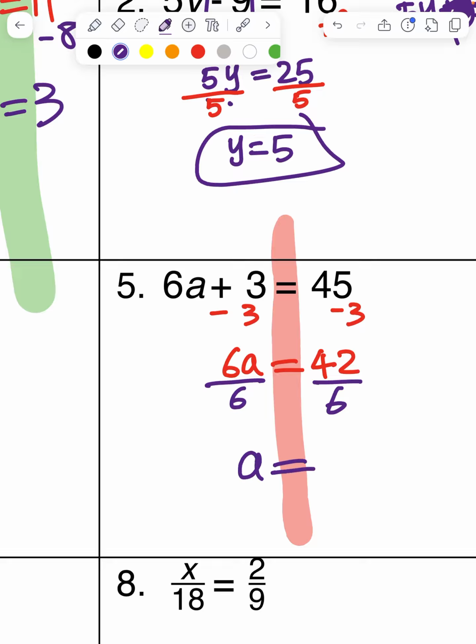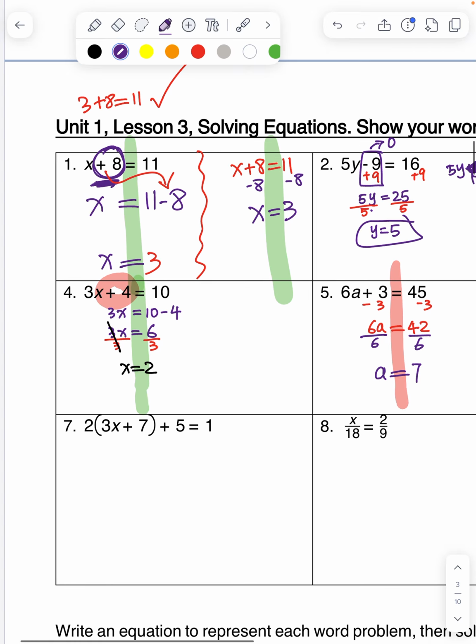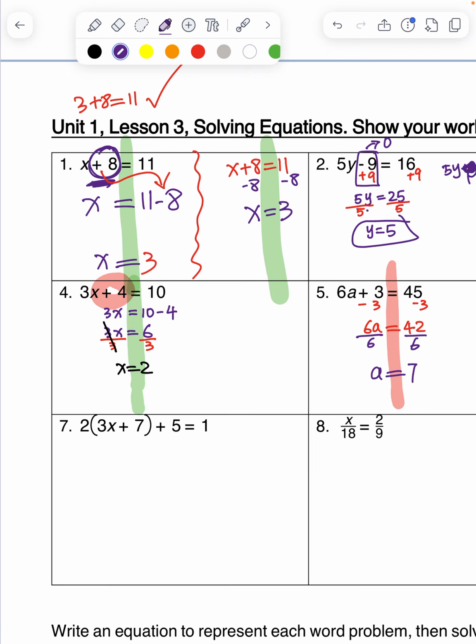42 divided by 6 is 7. A equal to 7, final answer. Number 7.